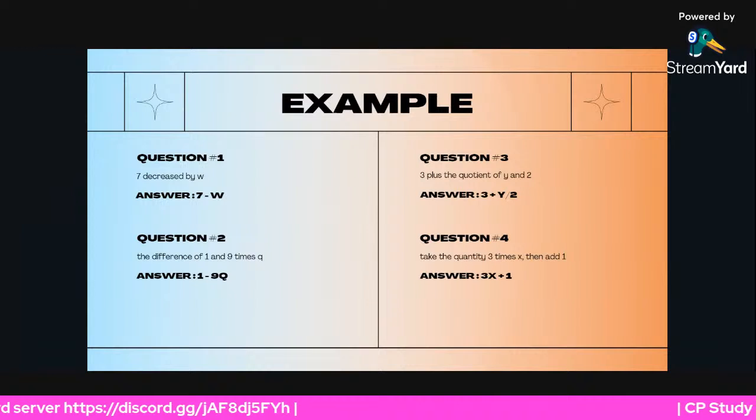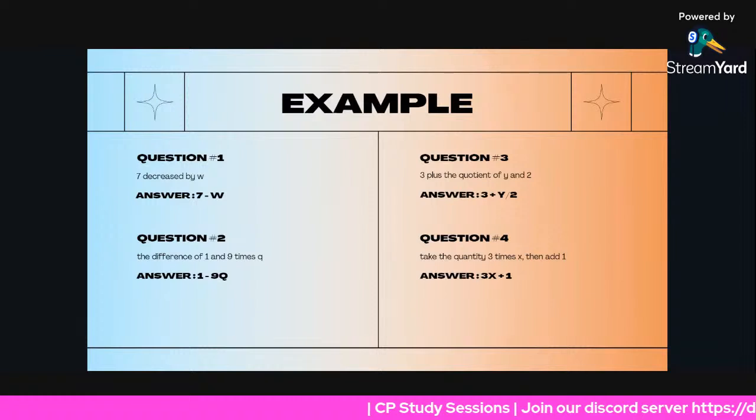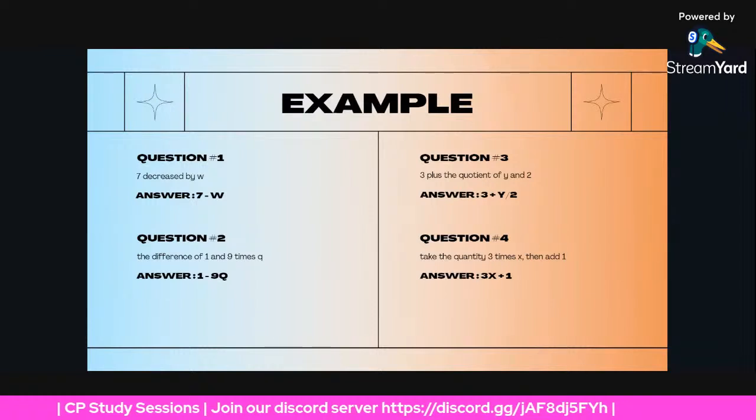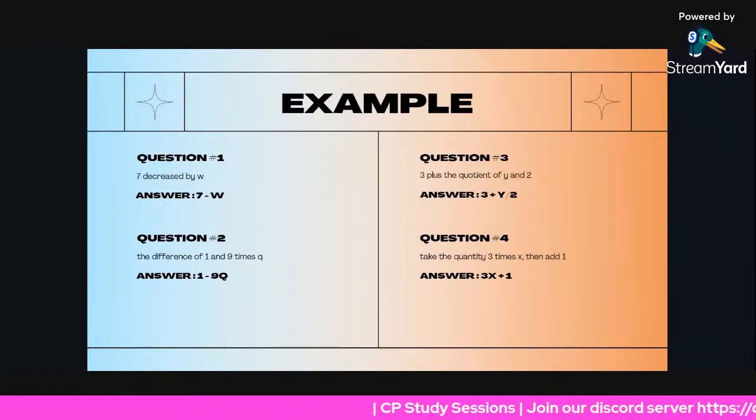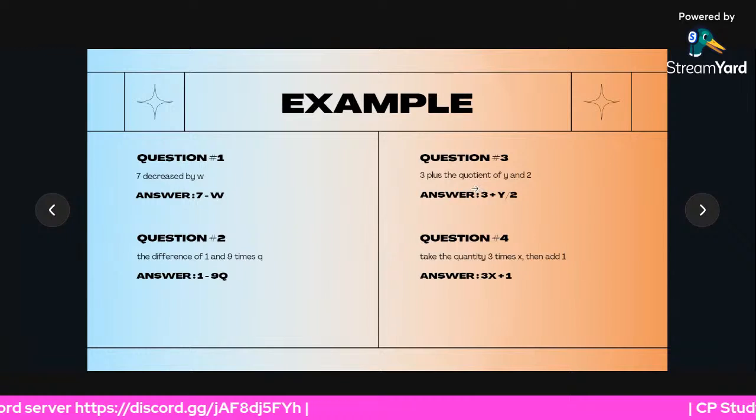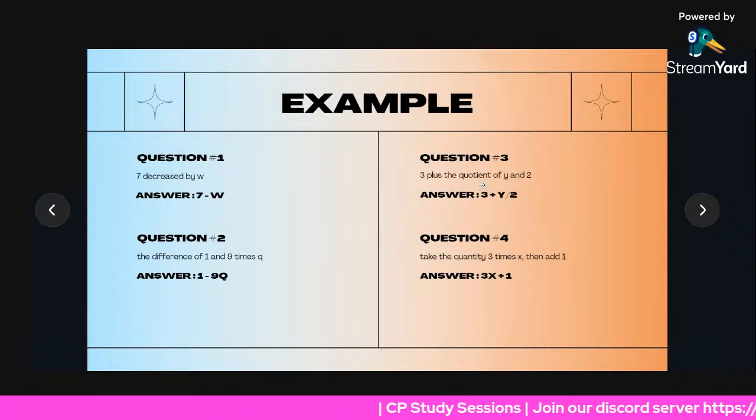So, proceed na tayo sa question 3 and sa question 4. So, 3 plus the quotient of y and 2. So, as I said kanina, ang division, ang form niya is pwedeng i-translate para maging fraction form. So, mayroon tayong keywords na plus and quotient. Ibig sabihin, dalawa yung operating symbols natin, which is for addition and for division.